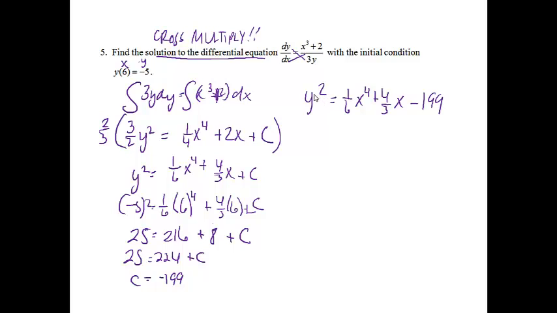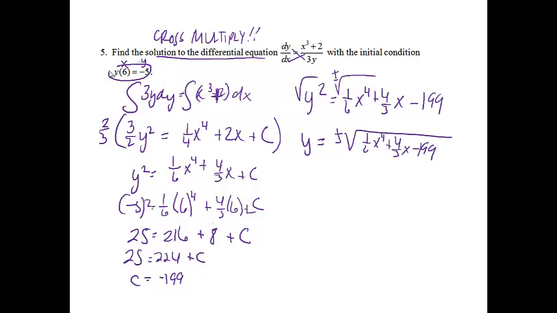And to get rid of the square, I'll square root both sides. Remember, when we square root both sides, I do have to put a plus or minus. So I'm going to get y equals plus or minus the square root of 1/6 x to the 4th plus 4/3 x minus 199. But then remember, since I was given the initial condition y of 6 equals negative 5, I know that I have to get a negative answer, so I'm actually only wanting the negative square root. So my answer will be y equals negative square root 1/6 x to the 4th plus 4/3 x minus 199.